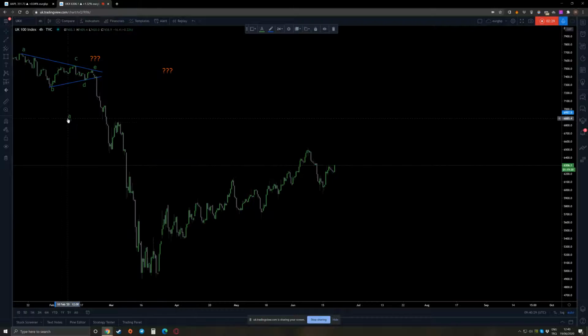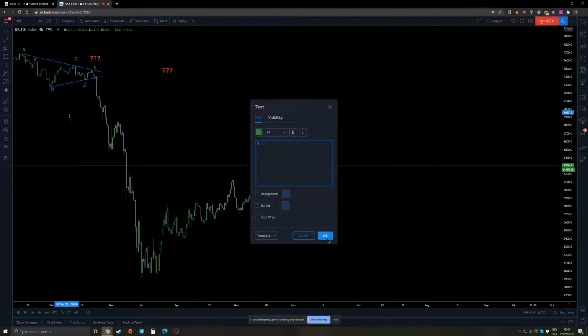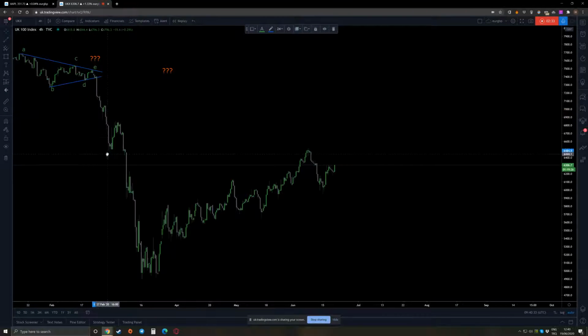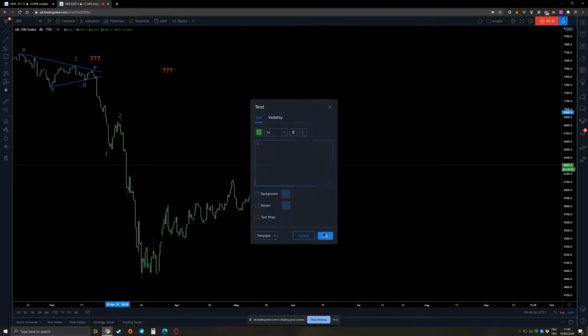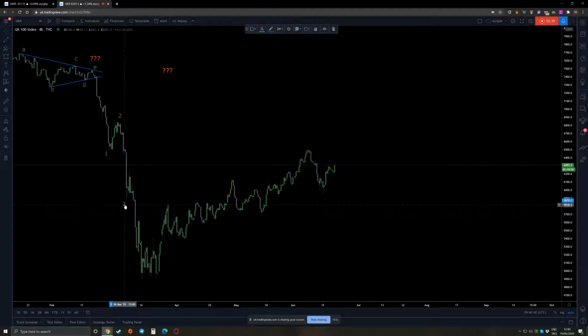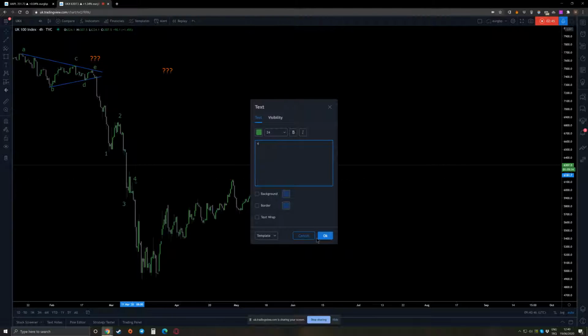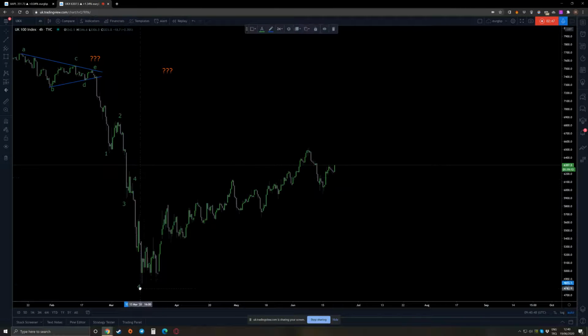Now, if this is numbers, let's think that this is an impulsive move that I'm sure many already labeled as such. Look, 1, 2, 3, I don't know, 4, and 5. Because why? It's 1, 2, 3, 4, 5. True? Well, not so true.